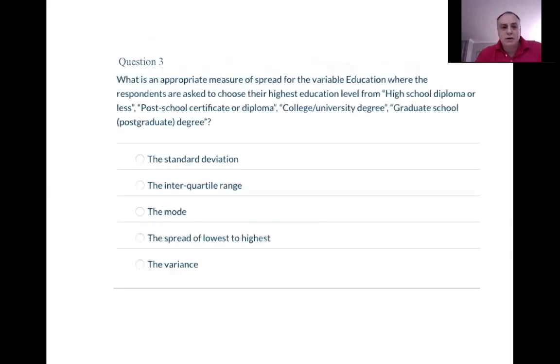Your third question, what is an appropriate measure of spread for the variable education, where the respondents are asked to choose between their different levels, which were all these types of things? With this one, the interquartile range is the measure that one would use. And remember your interquartile range, in the previous lecture, if you're not sure, I showed you how to calculate that.